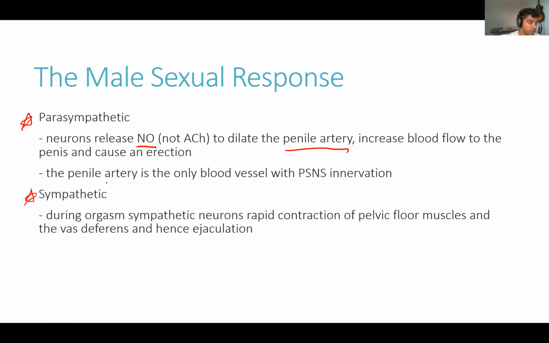The sympathetic nervous system controls the orgasm, so it leads to rapid contraction of the pelvic floor muscles. That's all the muscles on the pelvic floor, obviously, and that leads to contraction of the vas deferens and ejaculation.